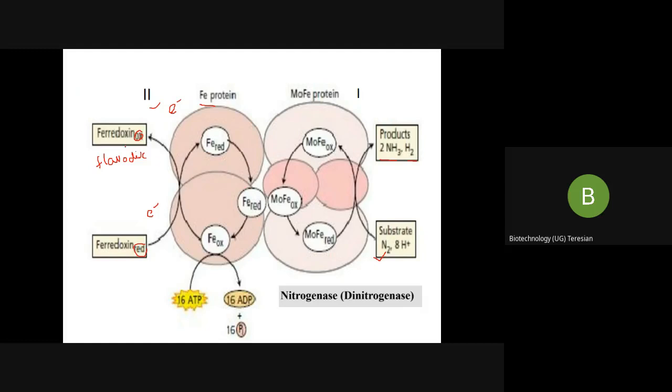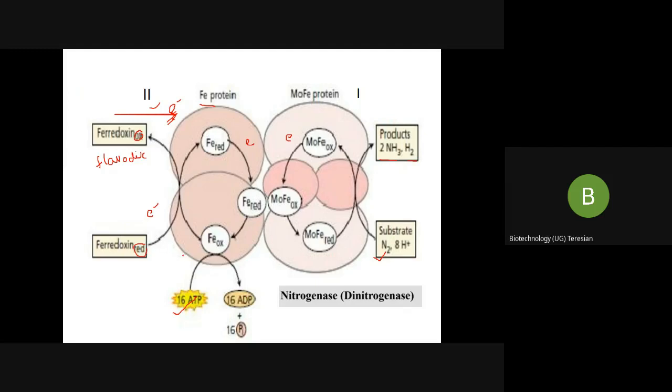So what is the function of this ferredoxin or flavodoxin? It supplies electrons. These are the important points you have to remember. The nitrogenase enzyme gets its energy from the breaking down of the ATP molecule, and it also gets a continuous supply of electrons. All the electrons will be supplied when the oxidized form gets reduced.